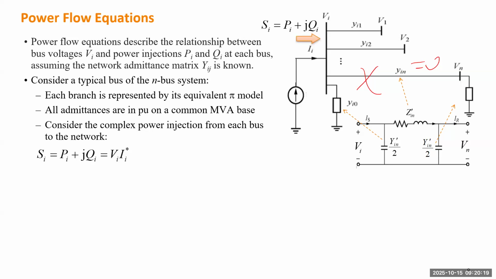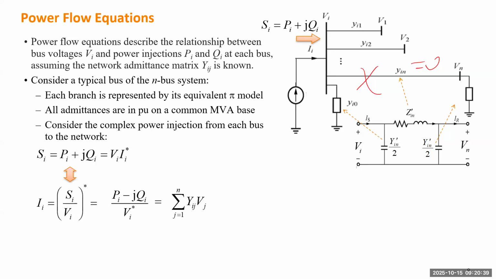If we assume a common power base, an MVA base, every admittance will be changed into a per unit value. So we start from the definition of the complex power at every bus, which is the product of the voltage phasor and the conjugate current phasor.